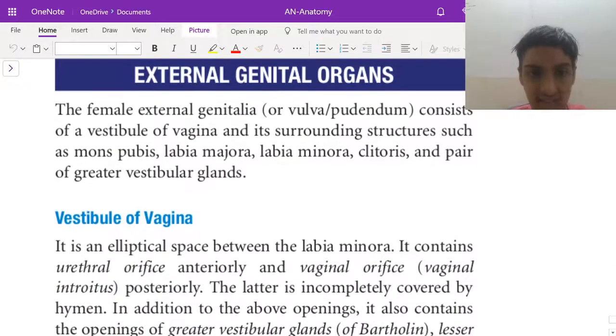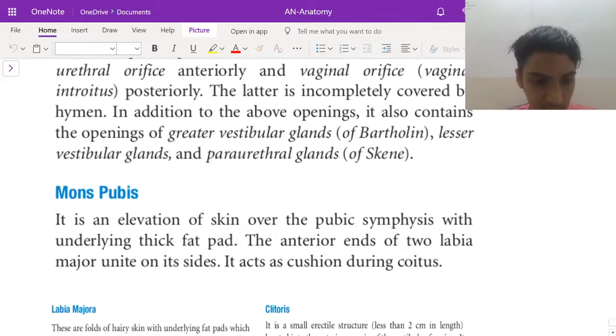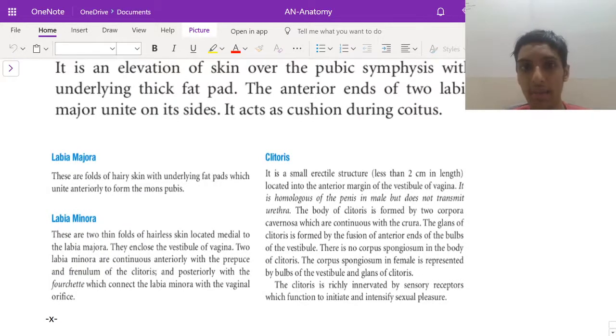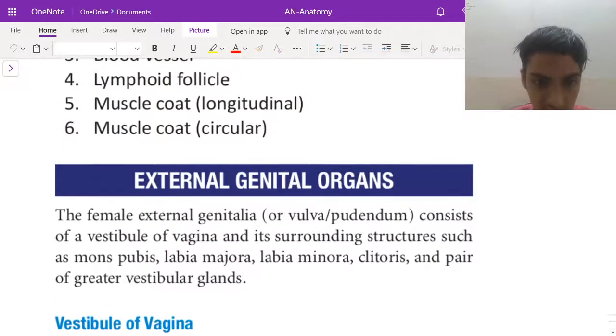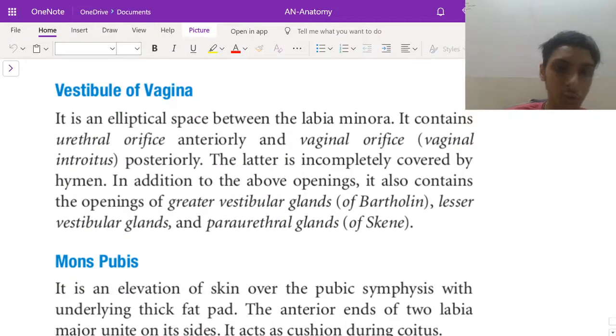Then lastly, let us see the external genitalia of the female. We have the vestibule, the mons pubis, labia majora and minora with the clitoris. Here I will tell the main points we have to remember. The vestibule of vagina is present inside the labia minora. It has the urethral orifice. Basically, we have mainly the urethral and paraurethral glands, the greater vestibular glands of Bartholin, and we have also the lesser vestibular glands.